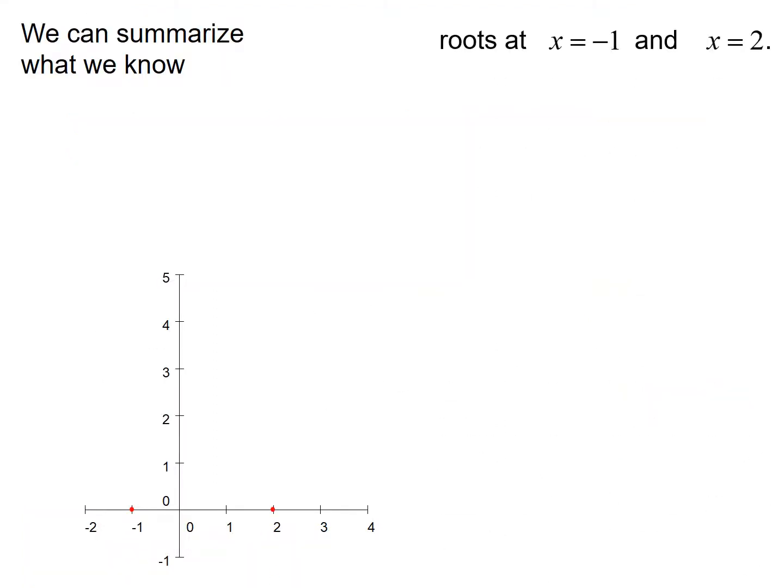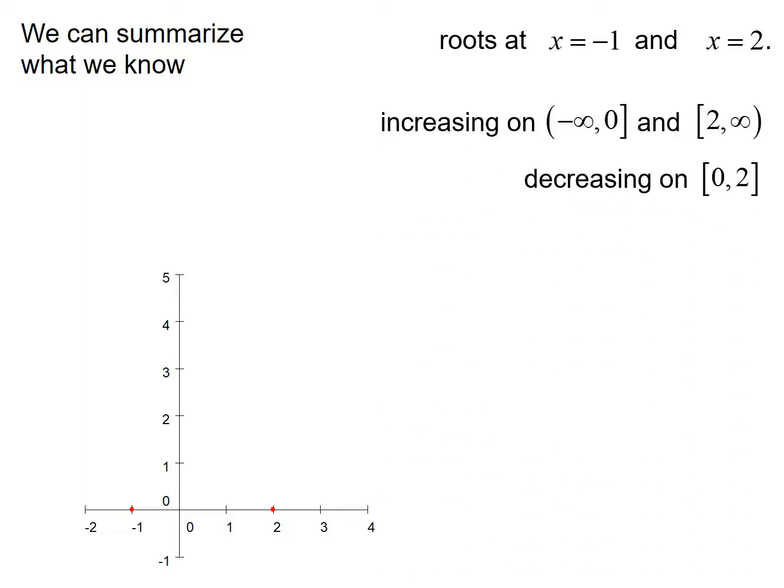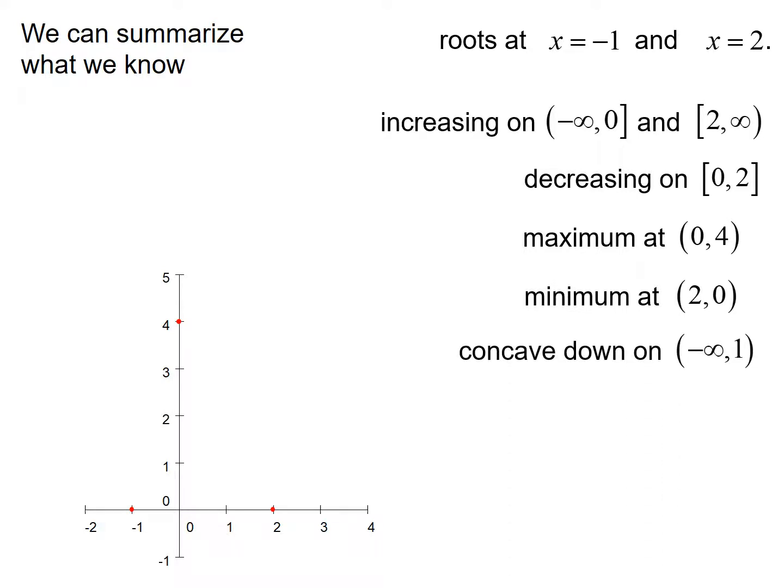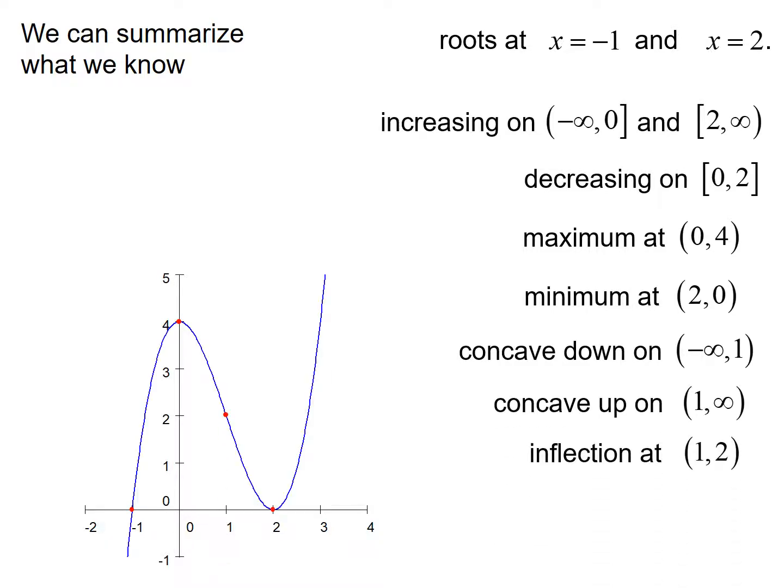And now we can put all this information together. So we have roots at negative 1 and 2, so we can plot those points. We're increasing from negative infinity to 0 and 2 to infinity, decreasing from 0 to 2. We have our maximum value, we have our minimum value. We know that we're concave down from negative infinity to 1, concave up from 1 to infinity, and we have an inflection point at 1, 2. So putting that all together, our curve looks something like this.